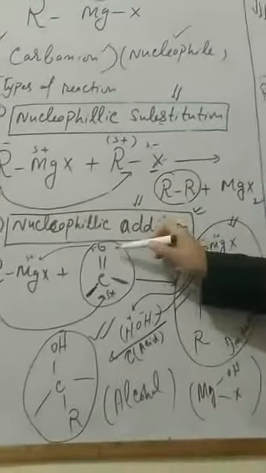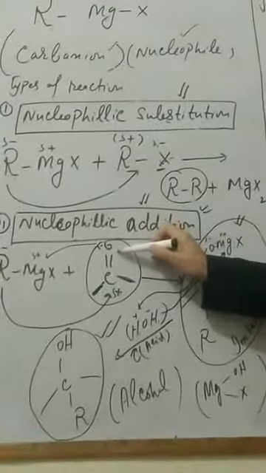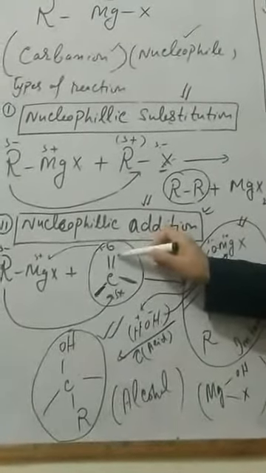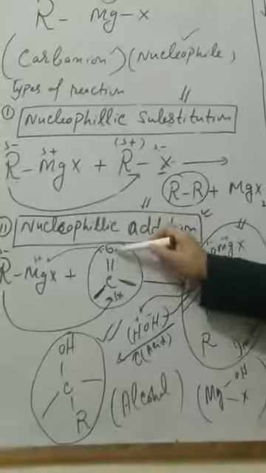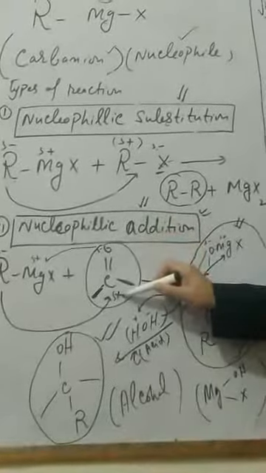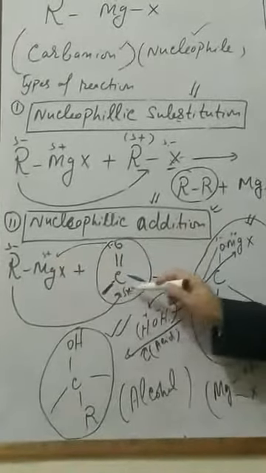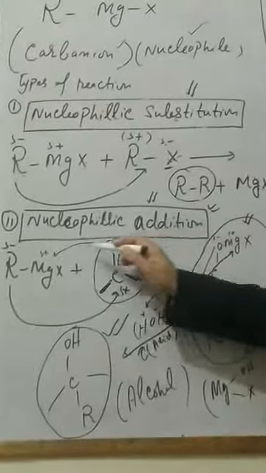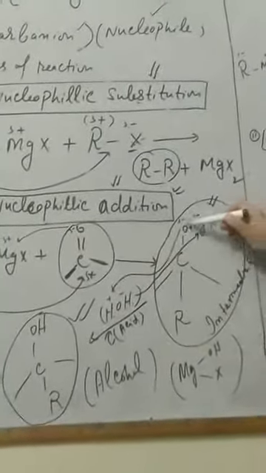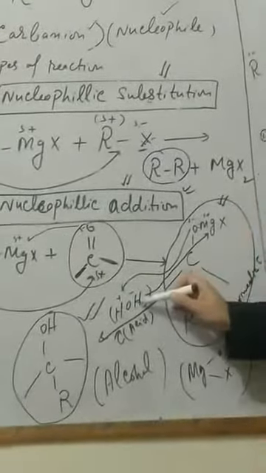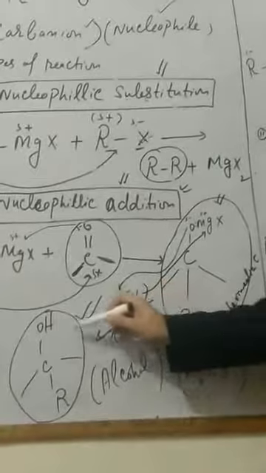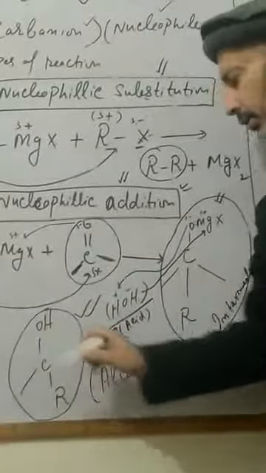Nucleophilic addition will take place at an unsaturated center, mostly in carbonyl compounds, where the carbon oxygen bond is polarized. On the positive charge, this negative will attack and this negative oxygen will attack this one. You will get this intermediate, and this intermediate, as I have told you, is unstable. It will undergo acid hydrolysis and you will get finally alcohol here.